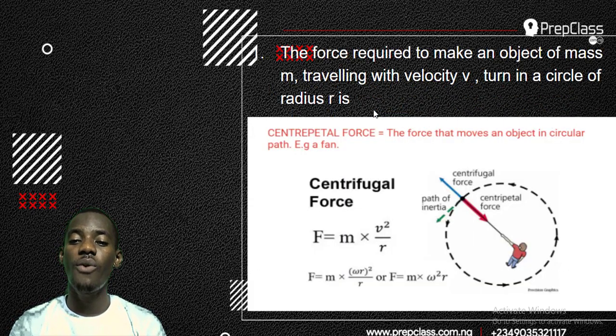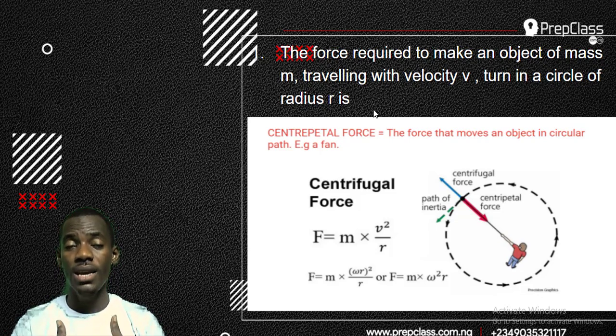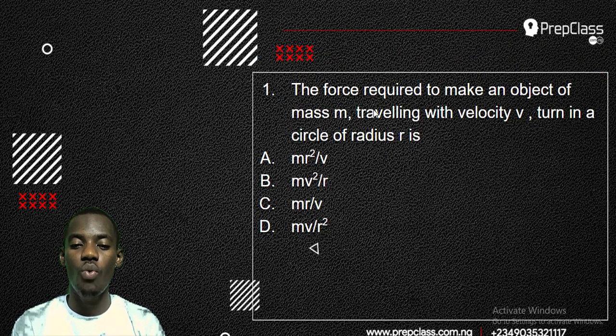Centrifugal force is the force that moves an object in a circular path, e.g., a fan. Centrifugal force is given by the formula mv squared over r. I always say mv squared, because mv sounds like momentum, since the formula for momentum is mv. So the formula for centrifugal force is mv squared over r, and that is our answer, making option B the correct answer.